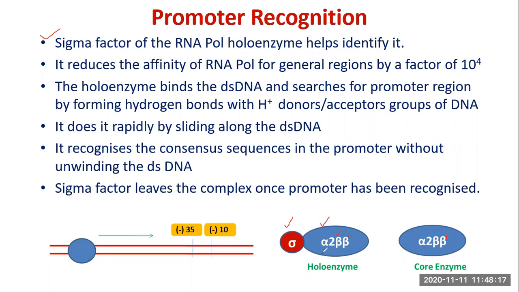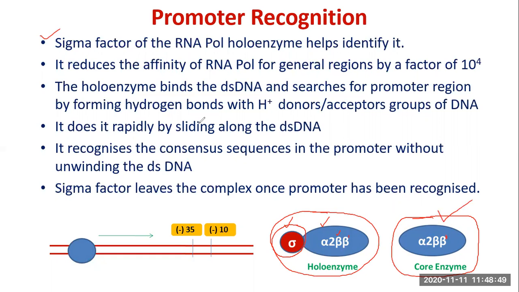These four subunits, two alpha, beta, and beta prime, constitute what is called the core enzyme. This is responsible for the majority of transcription. Whereas the core enzyme, meaning these four subunits, along with sigma makes what is called a holoenzyme. The role of sigma is to identify the promoter. Once the promoter has been identified, the sigma subunit leaves the complex and the remaining transcription is carried out by the core enzyme. So how does the sigma factor help in identifying the promoter?